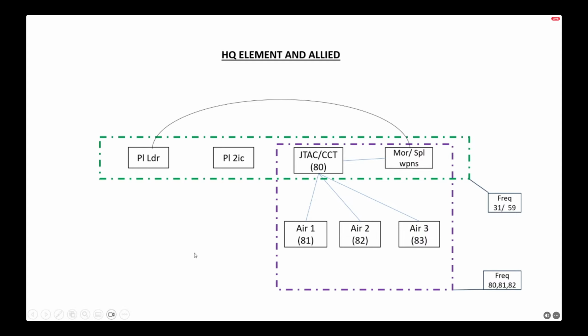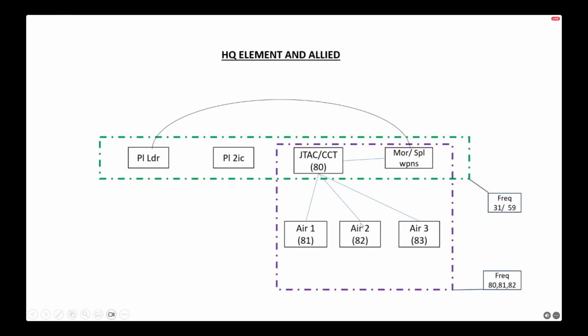So say this is called the terminal air direction net. The terminal air direction net exists for coordination of flight paths and movement of different air elements and to deconflict the airspace.